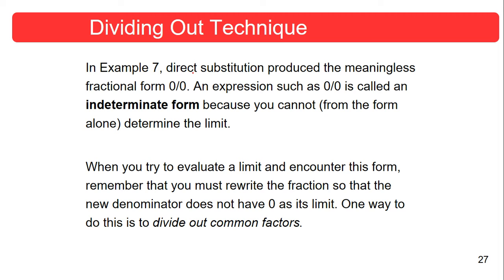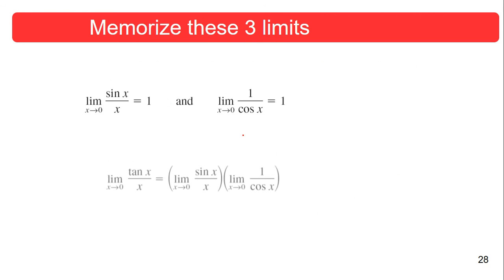In example 7, direct substitution produced a meaningless fraction of 0 over 0. That's the indeterminate form because you cannot determine the limit. Not like it is, but we can divide out common factors, which means there's hope.